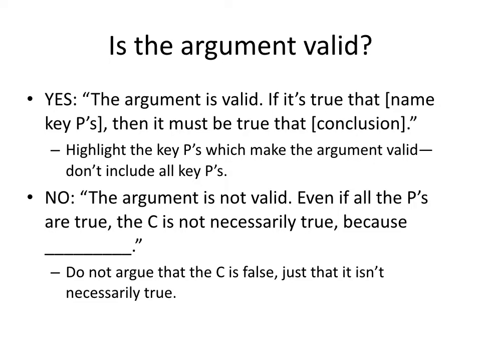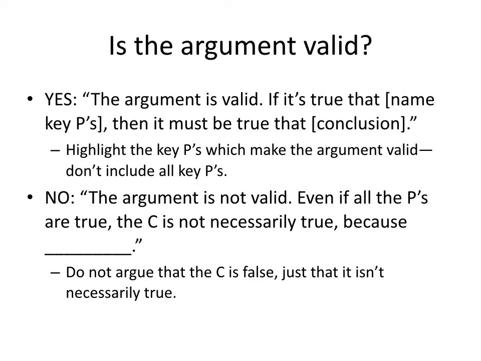What if we're answering no, the argument isn't valid? Then we could use wording like this: the argument is not valid. Even if all the premises are true, the conclusion is not necessarily true because, and then you have to explain. You have to think about, suppose all the premises are true. Why might that still not be enough reason to determine that the conclusion is true? I think the example will be really helpful for you to see what I'm talking about here and how you might do an evaluation like this.